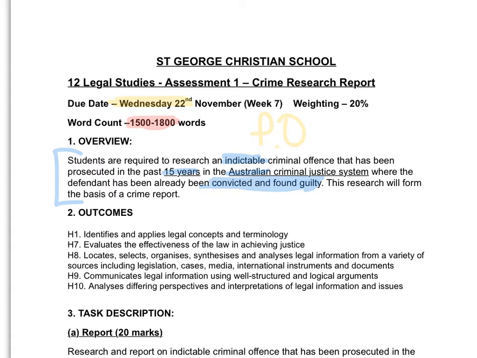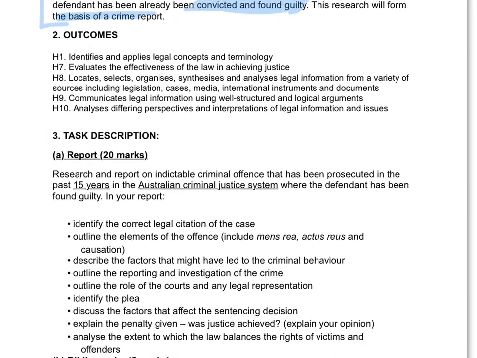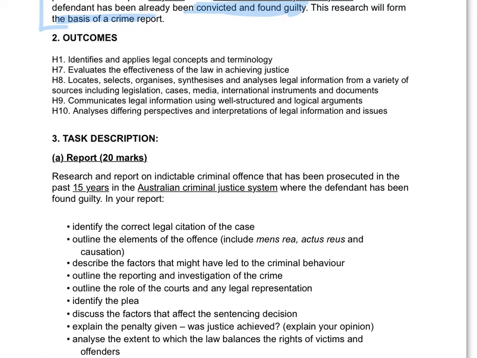So, all that research is going to be the basis of your crime report, and I have very clearly laid out what I'm asking you to do. There's the outcomes. I'm going to use those to mark this, so make sure you're down with these and you think to yourself, yep, I can do all those. Now, what am I actually asking you to do?